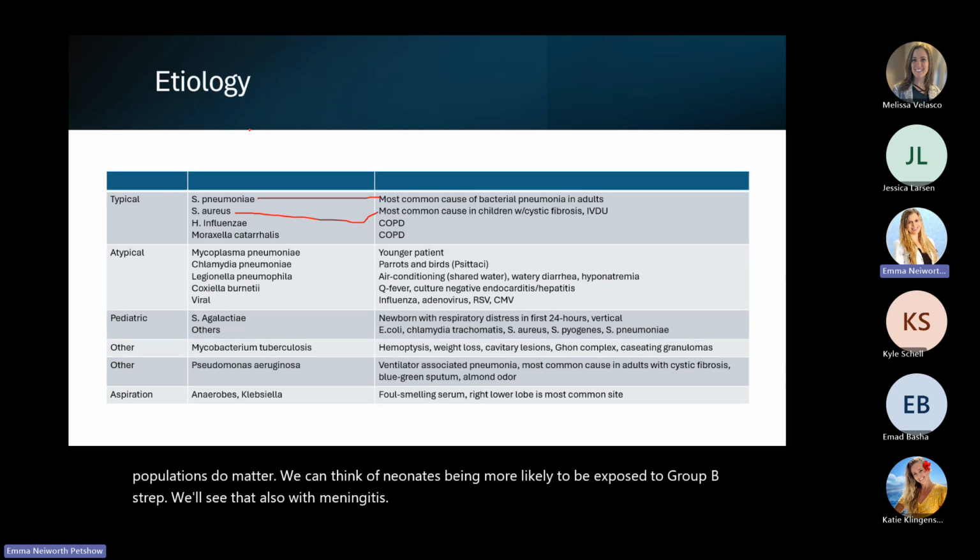Ventilator-associated pneumonia is often associated with Pseudomonas infection, and then aspiration pneumonia with anaerobes or Klebsiella.